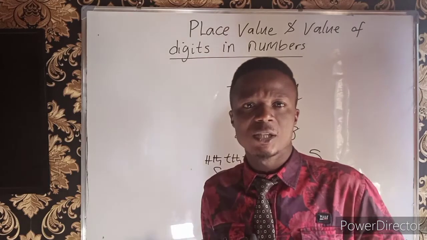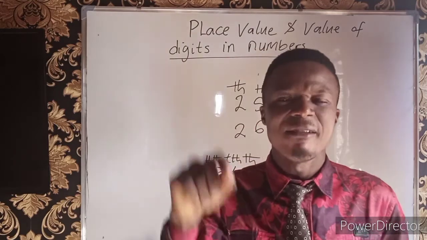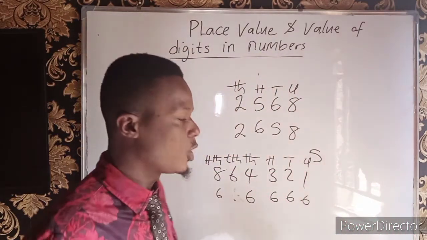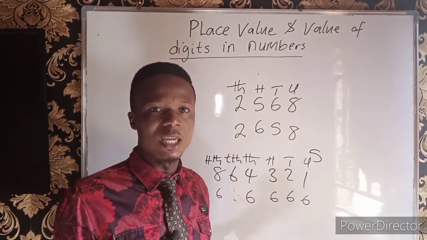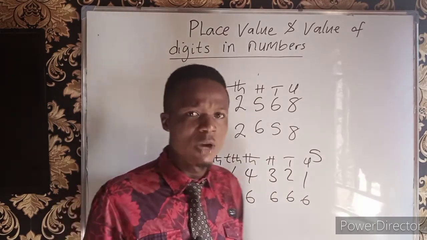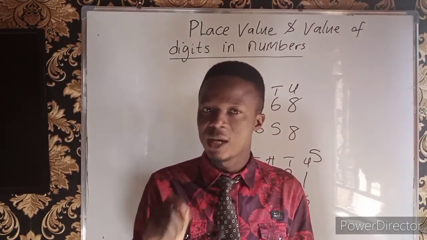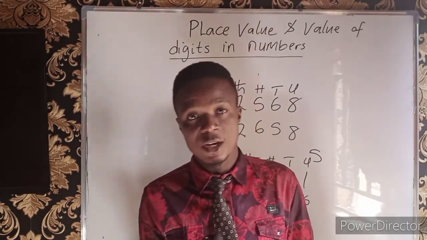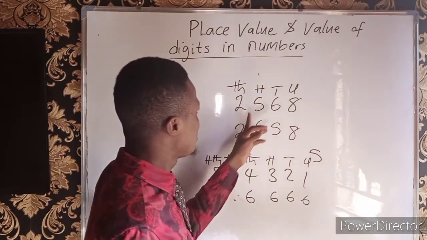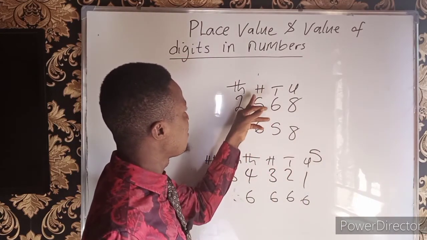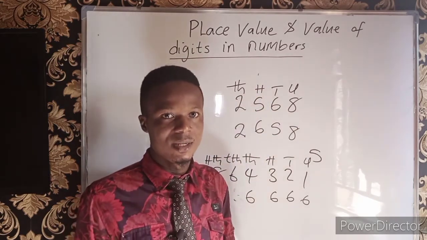So place value and value are not the same thing, but the place of a digit in a number determines its value. That is why if you continue to place a digit in different places in a number, the value will keep on changing. So place value and value are not the same thing, and that is what I want to correct today. The place of a digit in a number determines its value. So finally, for this, the place value of 5 here is 100, while the value of 5 is 500.